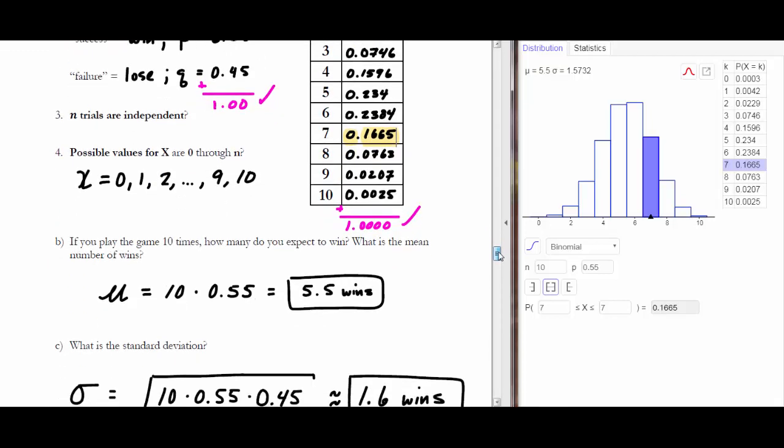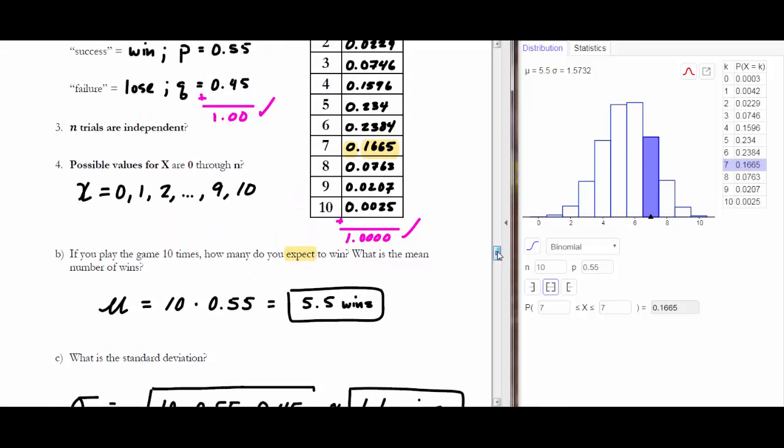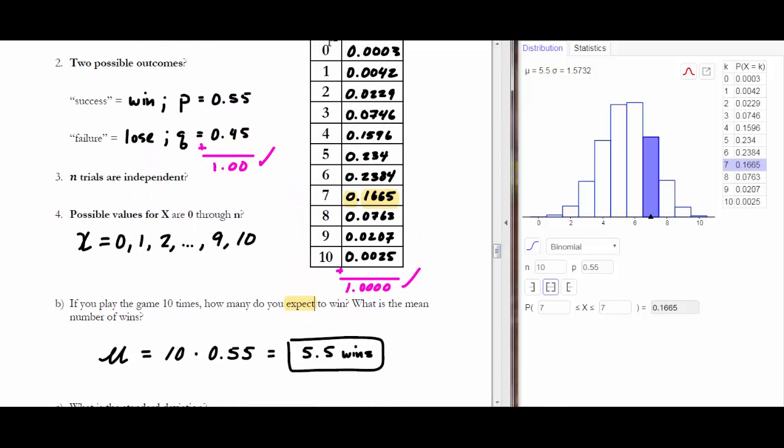For part B, play the game 10 times. How many do you expect to win? Mathematical expectation, they're talking about finding the mean. What is the mean number of wins there? So you take the number of attempts times the probability of success, n times p is always the number of wins. We want to round to 1 decimal place because we have discrete data. Again, our data is the number of wins, any possible values between 0 all the way to 10.